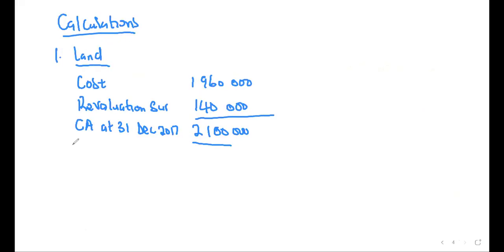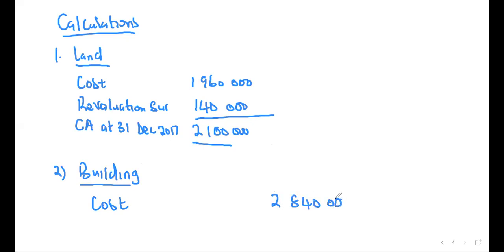So our calculation 2 is going to be the building. We need the cost of the building. The cost of the building is 2,840,000. That's the cost of the building. Then we need accumulated depreciation.